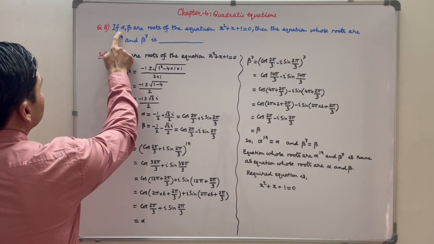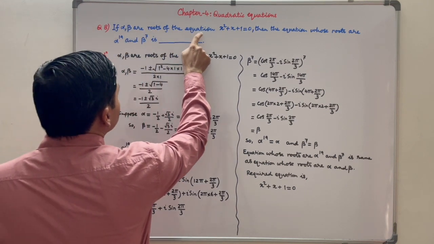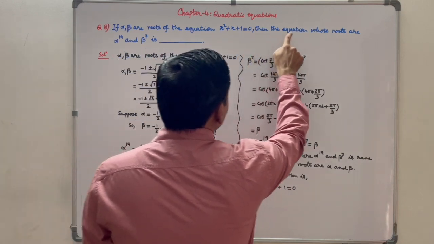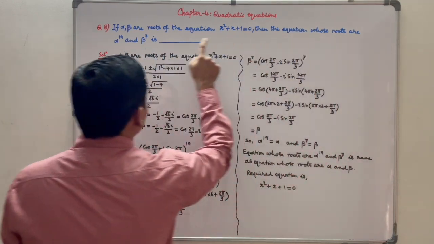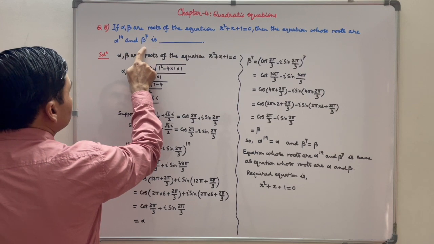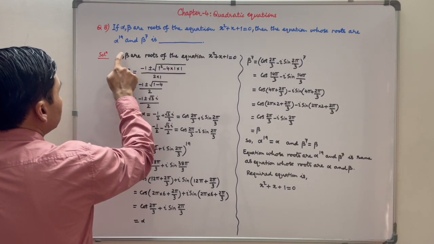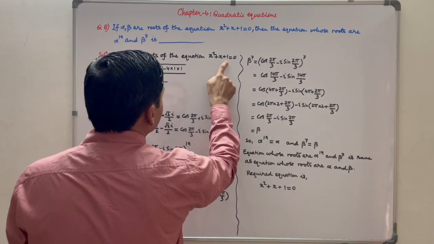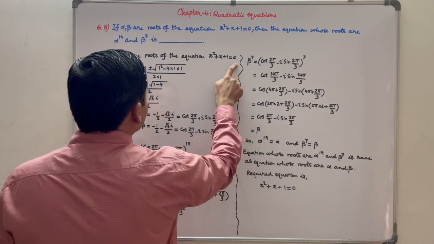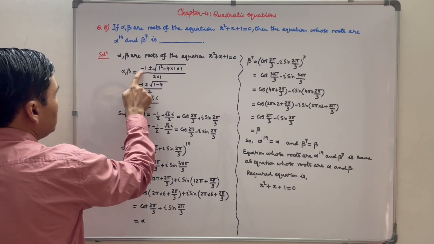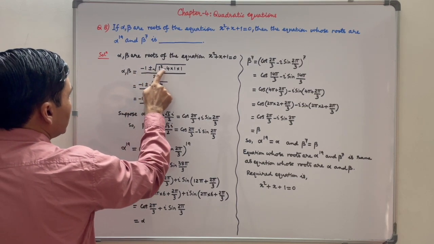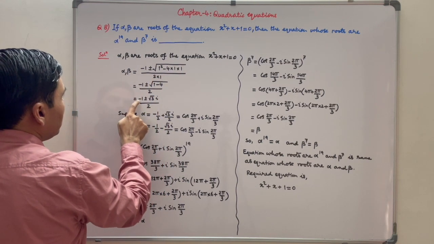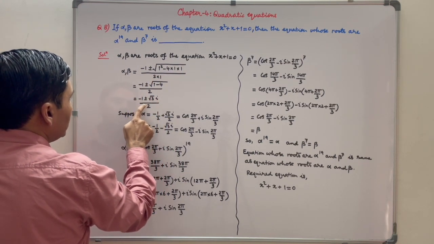Last question, if alpha beta are roots of the equation x square plus x plus 1 is equal to 0, then the equation whose roots are alpha to power 19 and beta to power 7 is. Given that alpha beta are roots of the equation x square plus x plus 1 is equal to 0. So roots are given by minus b plus minus under root b square minus 4ac upon 2a. So roots come out to be minus 1 plus minus root 3i by 2.